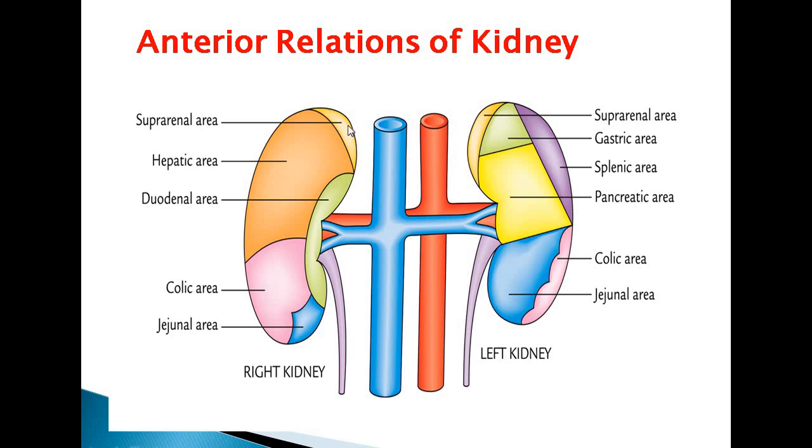The upper pole, the broad upper pole and the upper part of the medial border, this is the suprarenal area which is related with the right suprarenal gland.